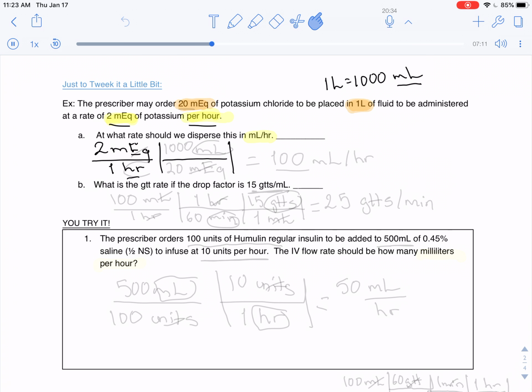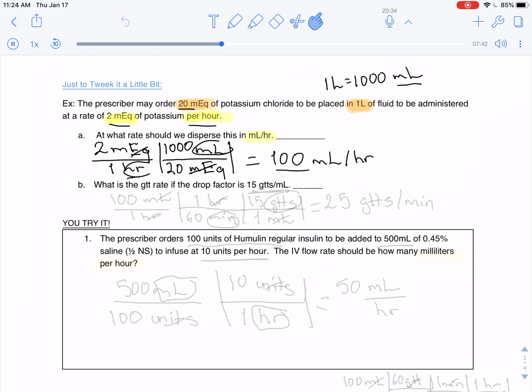So we will be using this conversion factor. Say that there are 1,000 milliliters in this 20 mEq solution. So then those can cancel out and we'll be left with milliliters per hour. So once we calculate this, we would get 100 milliliters per hour. And that is our final answer.